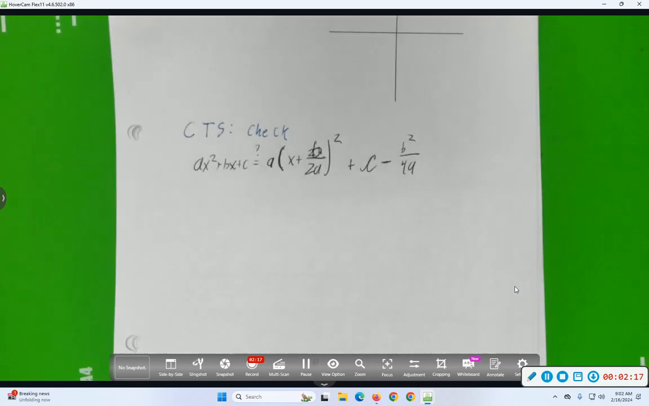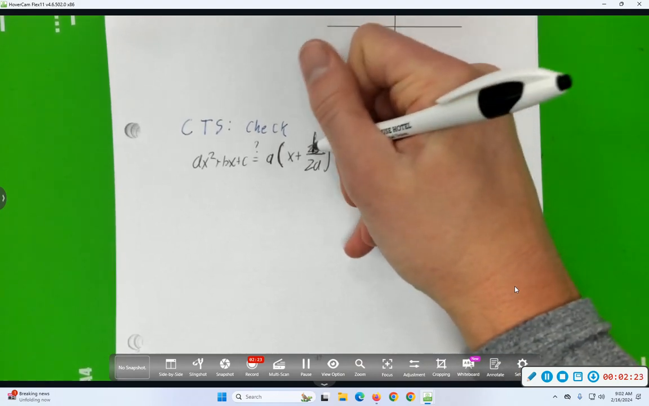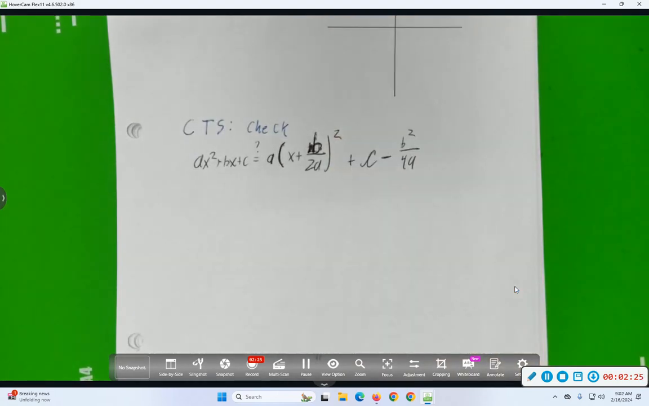Let's check it. Is that 2b over 2a, or is it just 1? Right here, just b over 2a. Okay. There should only be 2 in the denominator. In fact, if it were 2b over 2a, then I should simplify it, right? Why am I using a non-erasable pen?